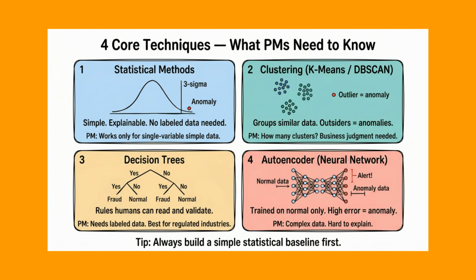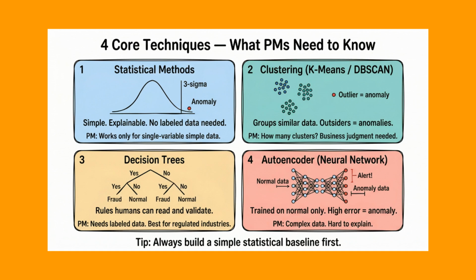There are 4 core techniques in Pattern 4 that you need to understand as a project manager. The first is statistical methods. These assume data follows a known distribution, usually a normal bell curve. Any data point more than 3 standard deviations from the average is flagged as an anomaly. Easy to implement, easy to explain, requires no labeled training data. The limitation is that it works only for simple single-variable data. Real-world anomalies are often multidimensional.